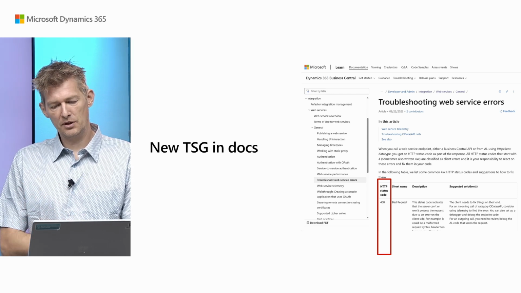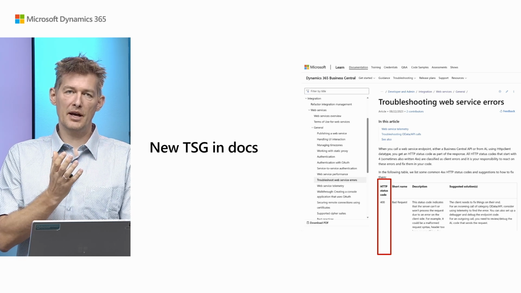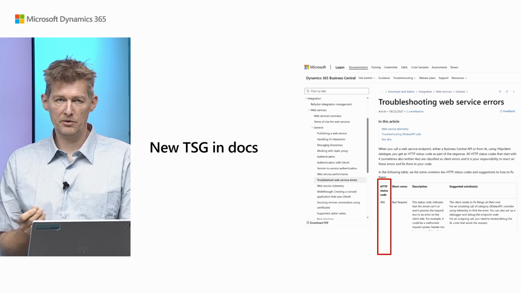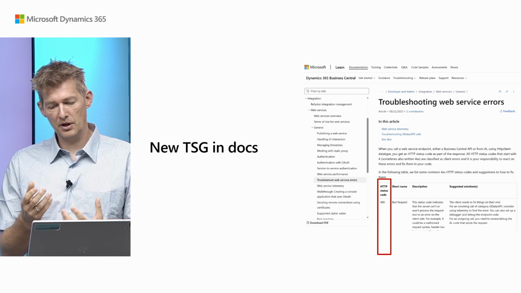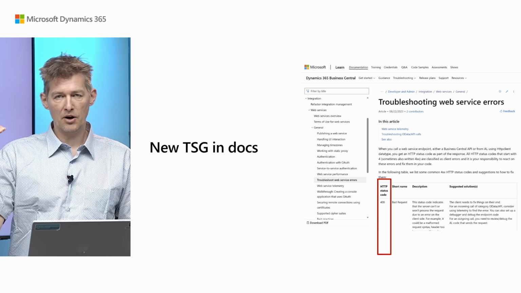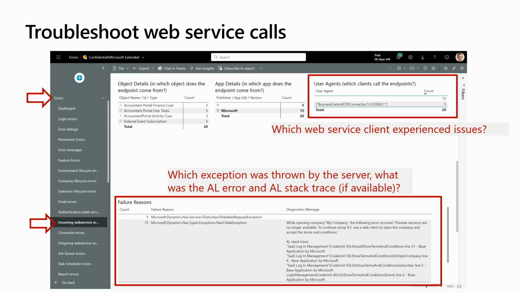Now, to make it easier for you to troubleshoot web services, we added a number of TSGs. This is the first one. This helps you to look at HTTP status codes, what they mean and what to do about them. So this first TSG is about, okay, if I get a 400, depending on whether it is incoming or outbound web services, how can I fix that? So go use docs much more, and that will hopefully help you troubleshoot web service calls.